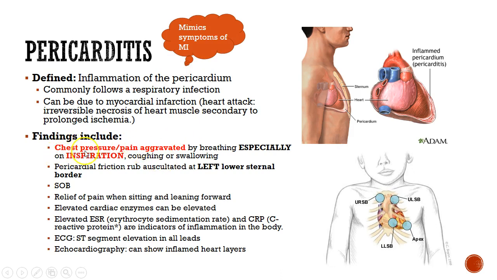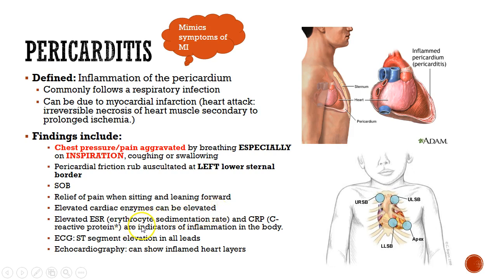Findings: chest pressure, pain that is aggravated by breathing, especially on inspiration, breathing in, coughing, or swallowing. You can hear a pericardial friction rub at the left lower sternal border. Shortness of breath. The patient will have relief of pain when sitting and leaning forward, so the tripod position helps alleviate some of the pain. They can have elevated cardiac enzymes.